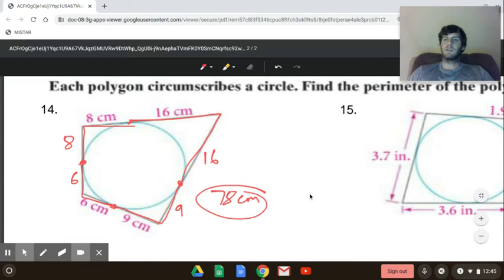And then 15 and 16, or 15, is pretty much the same. Okay, so that's the tangent lines worksheet.